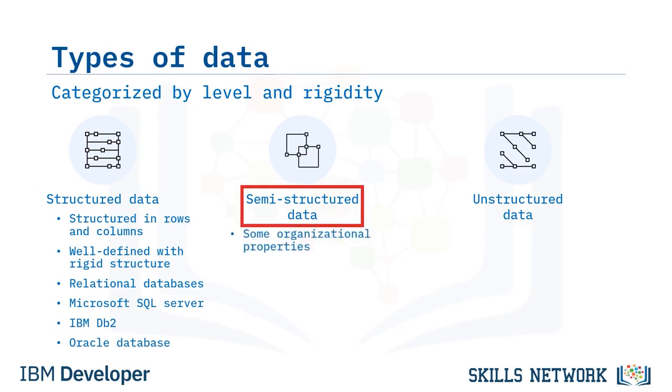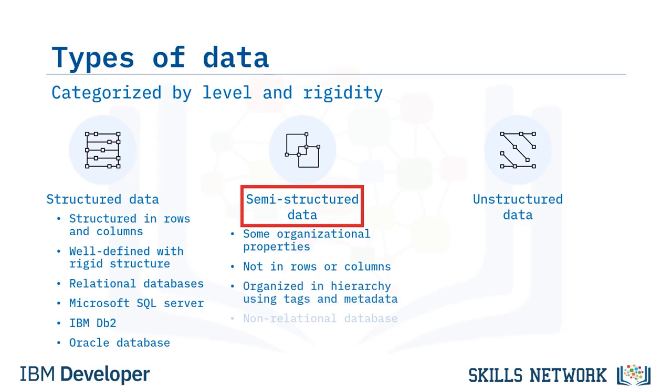Semi-structured data has some organizational properties. However, the information does not collect in the rows and columns required by a rigid tabular schema. Instead, semi-structured data is organized into a hierarchy using tags and metadata and is stored in non-relational databases.